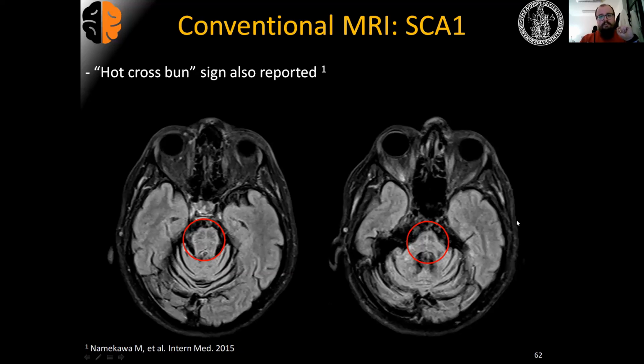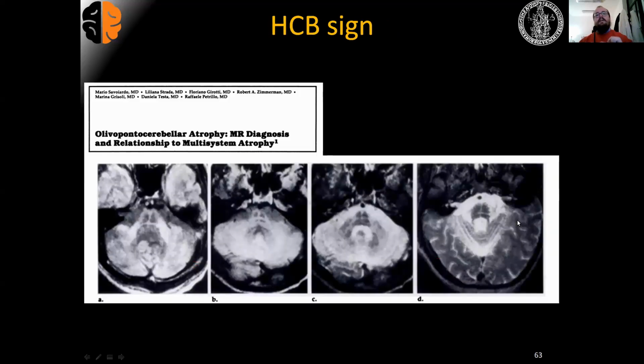We'll go very quickly through the hot cross bun sign because it has a historical importance. At least here in Italy, it was first described by Mario Savoiardo, and it has also been taught to neuroradiologists as the Savoiardo sign, which is indeed the hot cross bun sign. It was reported for the first time in MSA-C, type C, and it was supposed to be the pathognomonic sign of MRI for this condition.